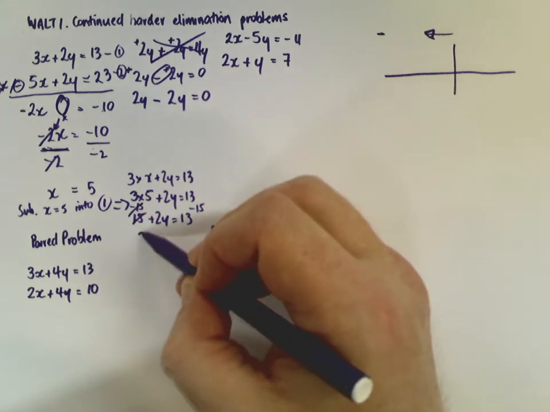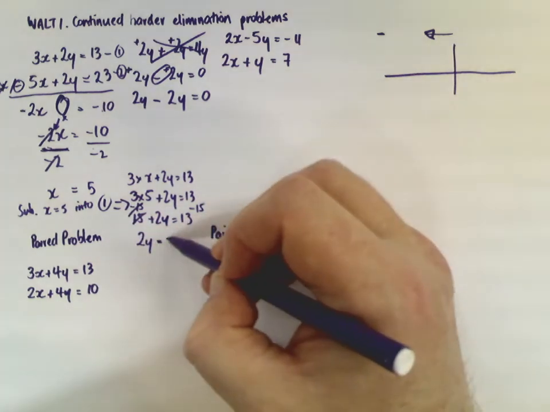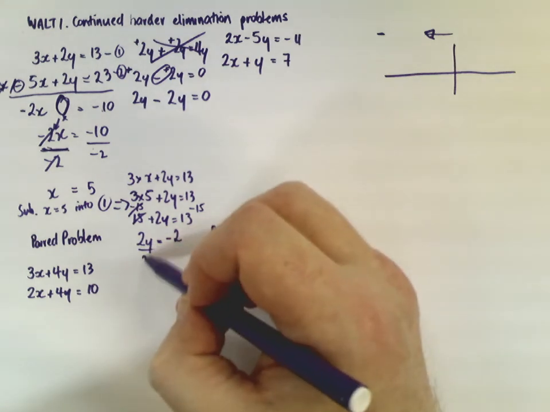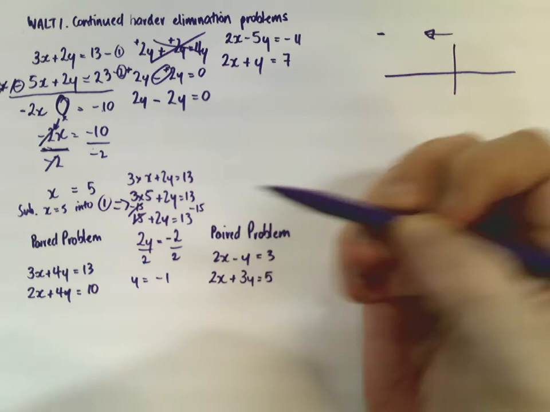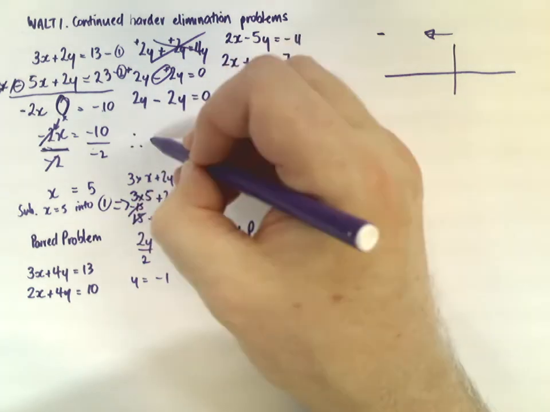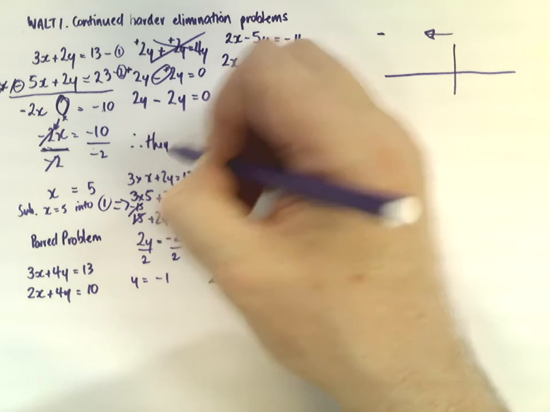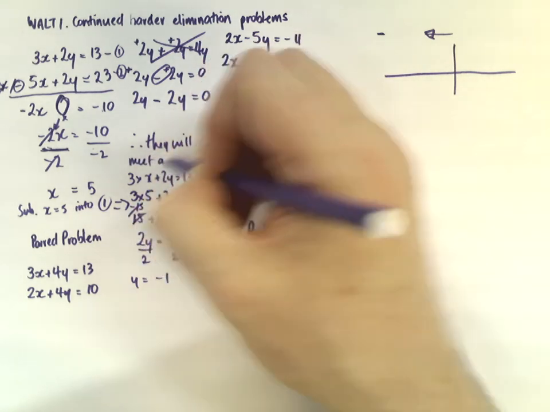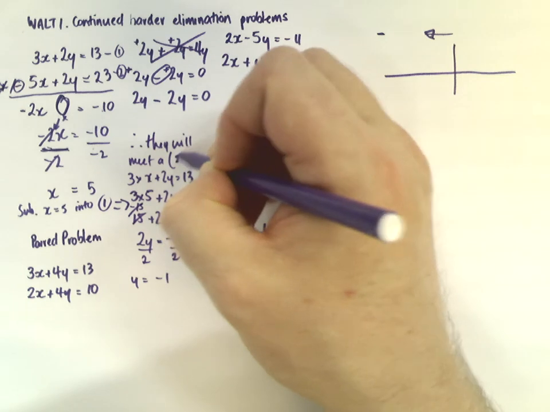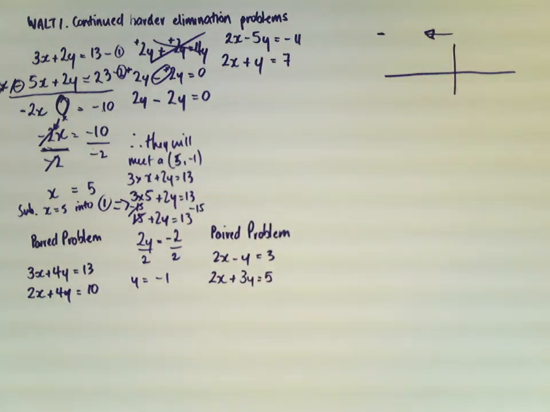They will cancel out, and I'll be left with 2y, and 13 take 15 is negative 2, and once again, we divide through by 2, y being equal to negative 1. So therefore, they will meet at (5, negative 1). Sorry about that, I ran myself a little bit out of room.